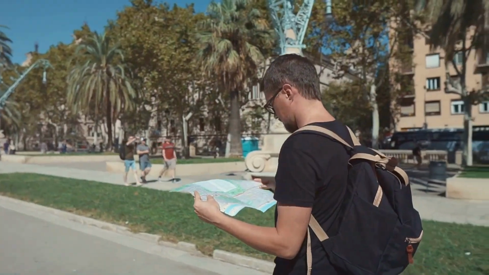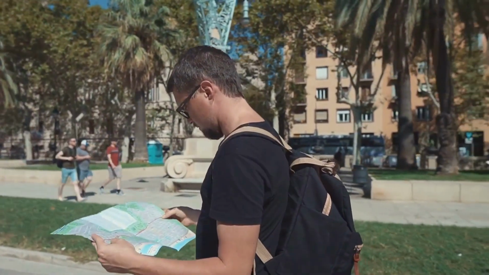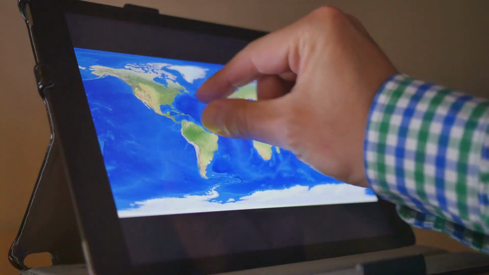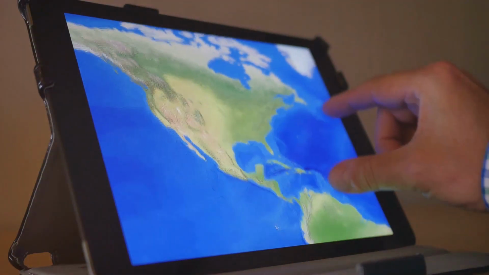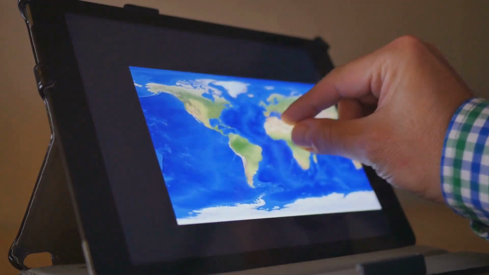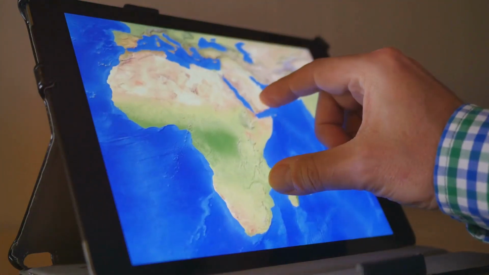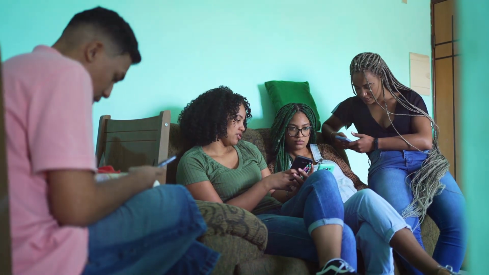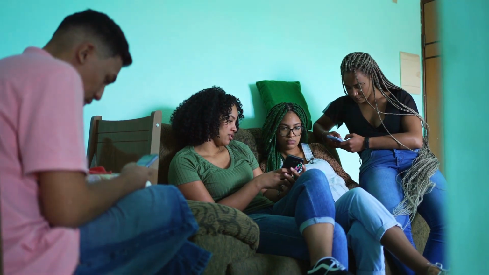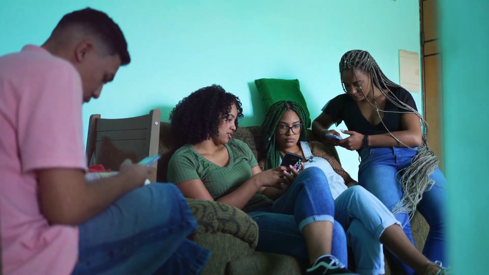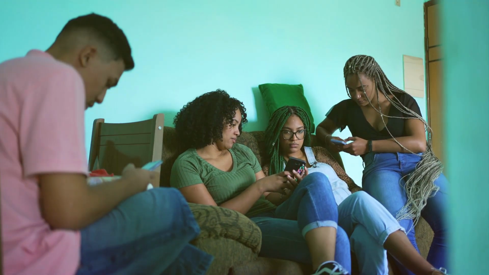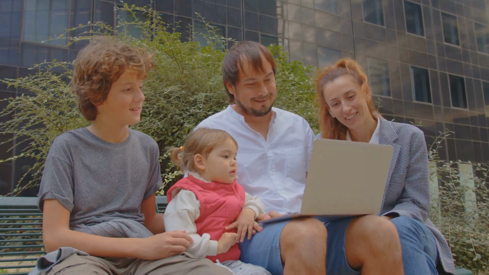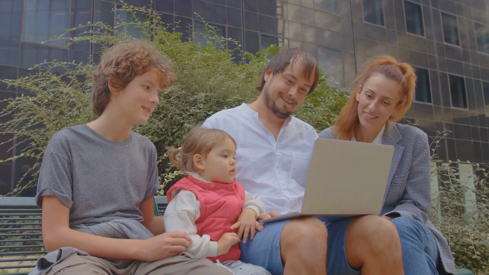Next up is effort expectancy. This refers to how easy or difficult we perceive a technology to be. If that new GPS system is too complicated to use, we might just stick to our old paper maps, right? Then there's social influence. This is all about the impact of the people around us, our friends, family, colleagues. If they're all raving about the new GPS system, we might feel more inclined to give it a try, even if we were initially hesitant.